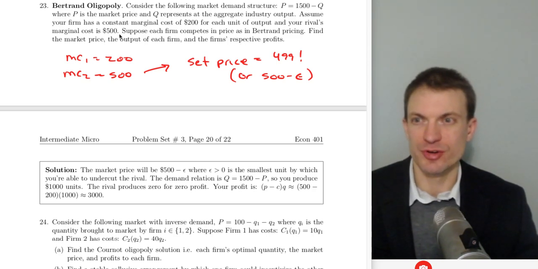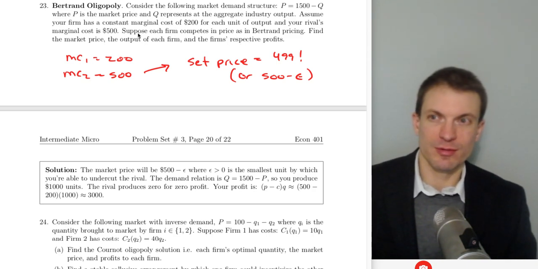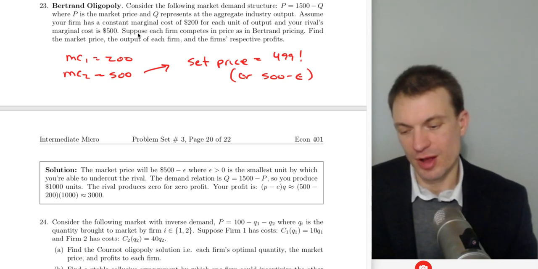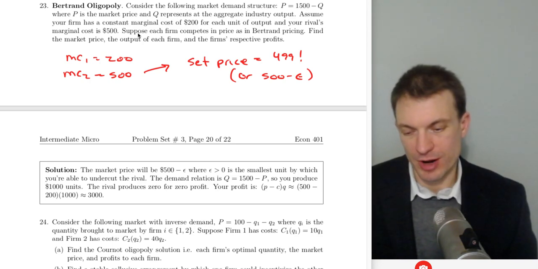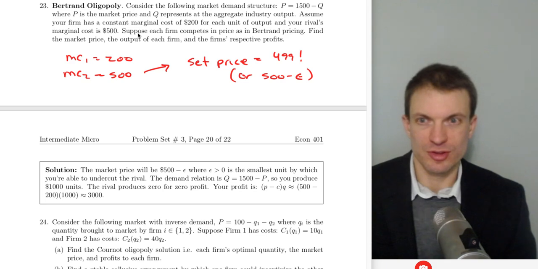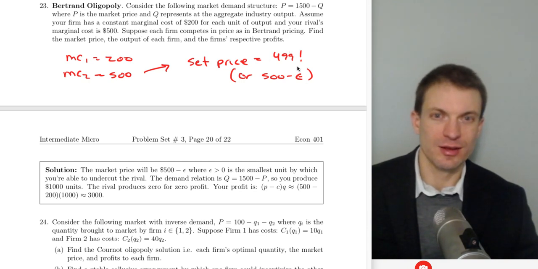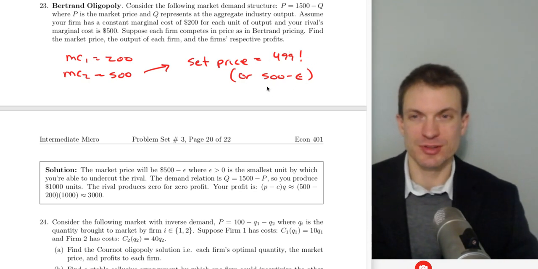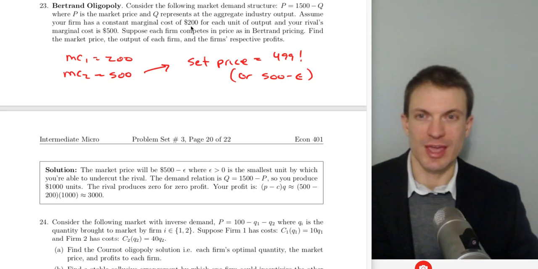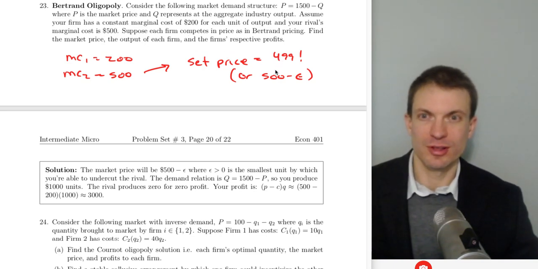Well, they have different marginal costs. Our identical products Bertrand involves price going all the way down to marginal cost. So you might think the price is going to go down to 200, but it doesn't need to. The price only needs to go to 499, or 500 minus some epsilon, such that firm 1 is able to undercut firm 2. So firm 1 is going to operate like a monopolist.